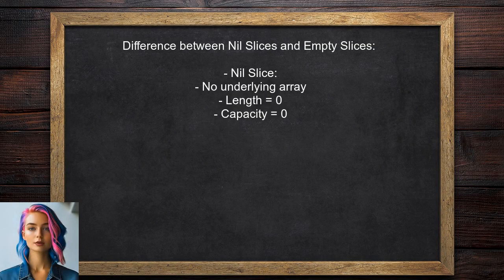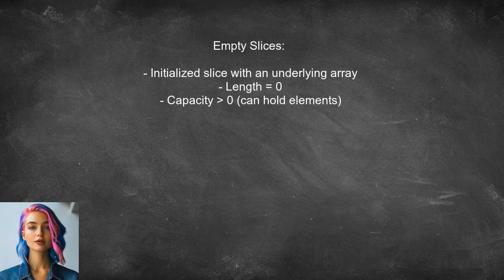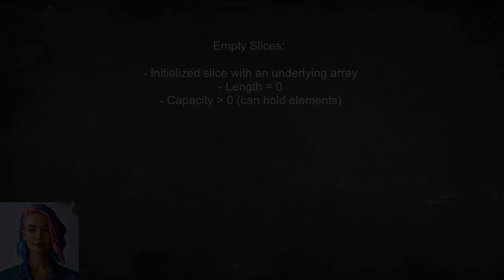Let's start by clarifying the difference between nil slices and empty slices. A nil slice is a slice that has no underlying array. This means its length and capacity are both 0 and it points to nothing. On the other hand, an empty slice is a slice that has been initialized but contains no elements. It still has an underlying array, but that array has a length of 0.